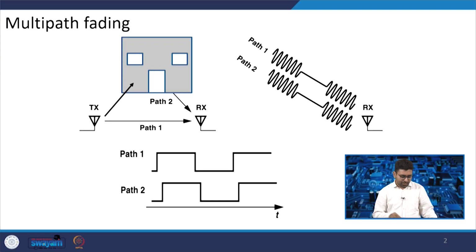One of the effects that we mostly see in wireless communication is multipath fading. What exactly is multipath fading? When we are transmitting a signal in air, it will not observe a single path because of many obstacles. Let us say here in this example there is a transmitter antenna and a receiver antenna. Between these two there is one obstacle, a small building. So there is one direct path, path 1, and there is another path, path 2.